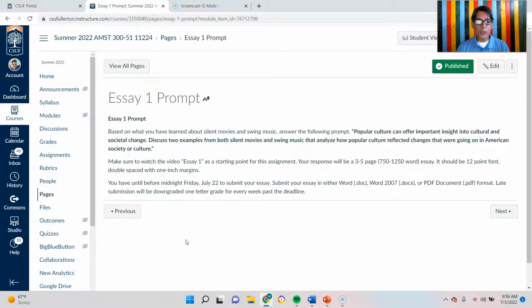You have until before midnight, Friday, July 22nd, to submit your essay. Submit it either as a Word doc, Word 2007, or as a PDF. Those are the only three formats I want it in. That's to not cause trouble. Sometimes students have some sort of funky Word formatting that does not get accepted by Canvas. So to prevent any trouble in you getting a late penalty for your paper, make sure you're saving your document in either Word or PDF.